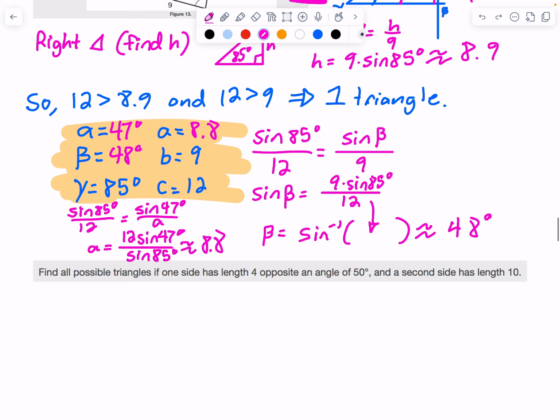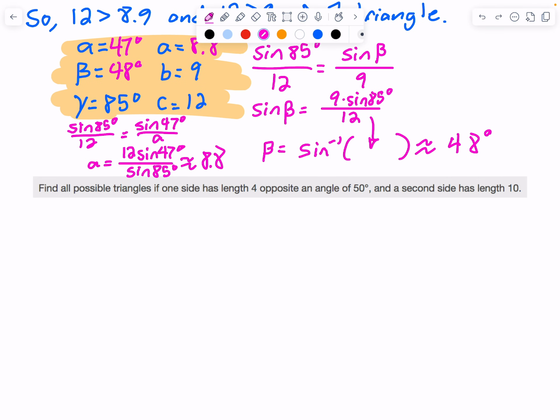All right, I got one more example for this video. Find all possible triangles if one side has length 4 opposite an angle of 50 degrees and a second side length is 10. So I'm going to try to set it up in that same picture. Some kind of triangle. I don't know that bottom, but I know this is 50 degrees. And then they said the side across from that is 4, and then this is a length 10.